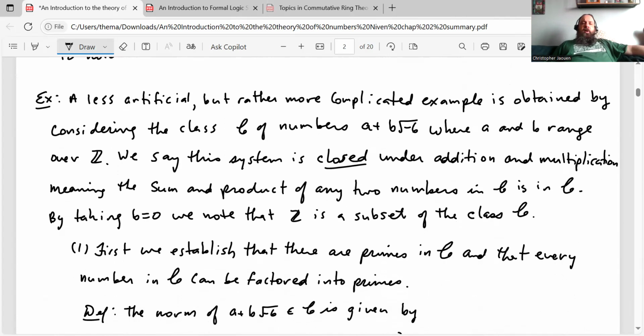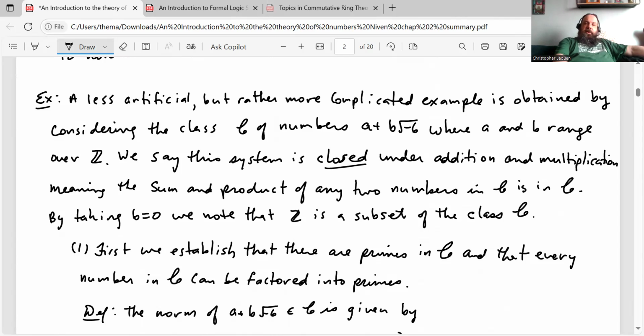So a less artificial example, but rather more complicated, is obtained by considering the class, I guess we'll call it G. He uses this fancy symbol. I don't know if it's a C or a G, but I'm thinking it's supposed to look like a G for Gaussian integers. Anyway, we look at the class G of numbers a plus b times square root minus 6, where a and b range over Z.